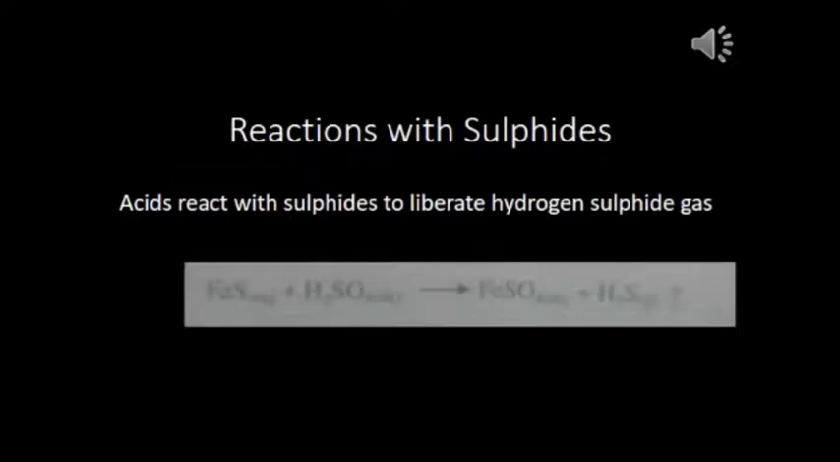The last chemical reaction of acids is reaction with metal sulfides. Acids react with metal sulfides to liberate hydrogen sulfide gas. Here they have given you an example. When iron sulfide reacts with sulfuric acid, it will form iron sulfate as well as hydrogen sulfide gas.